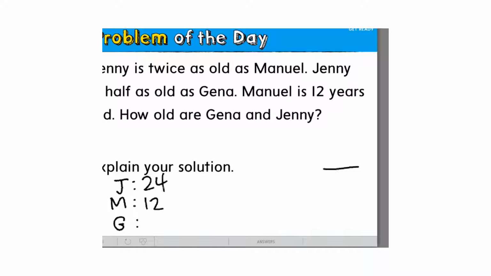So Jenny would be 24. What about Gina? Someone else besides Karn Creek, because he just answered the last one. Hamza, what do you think? Jenny is half as old as Gina. So how old? 48. So because Manuel's 12, Jenny is twice as old as Manuel. And then Jenny is half as old as Gina, which makes Gina twice as old as Jenny. Okay, that was kind of confusing when you had to think about it.